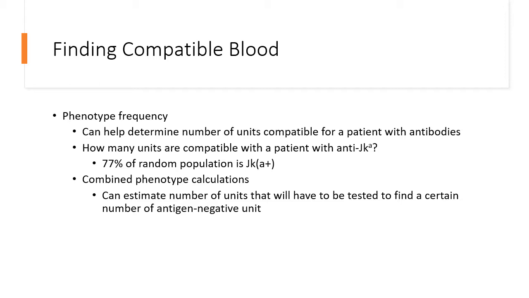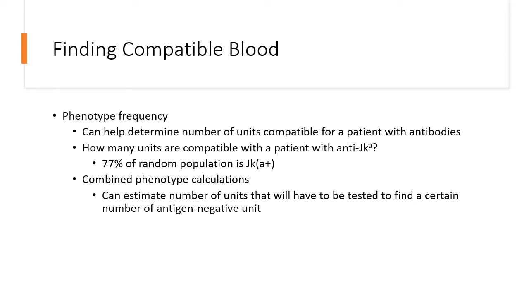If a doctor orders 2 units of blood on the patient and the patient has an anti-JKA, we need to find out how many units we will test to find 2 units that are negative for JKA. In this case, if I test 10, I know 7.7 out of 10 units will be JKA positive, which means I'm only going to find 2.3 units compatible. So if I cross-match 10 units or antigen type 10 units, I might find 2 units that are JKA negative and therefore compatible with the patient.